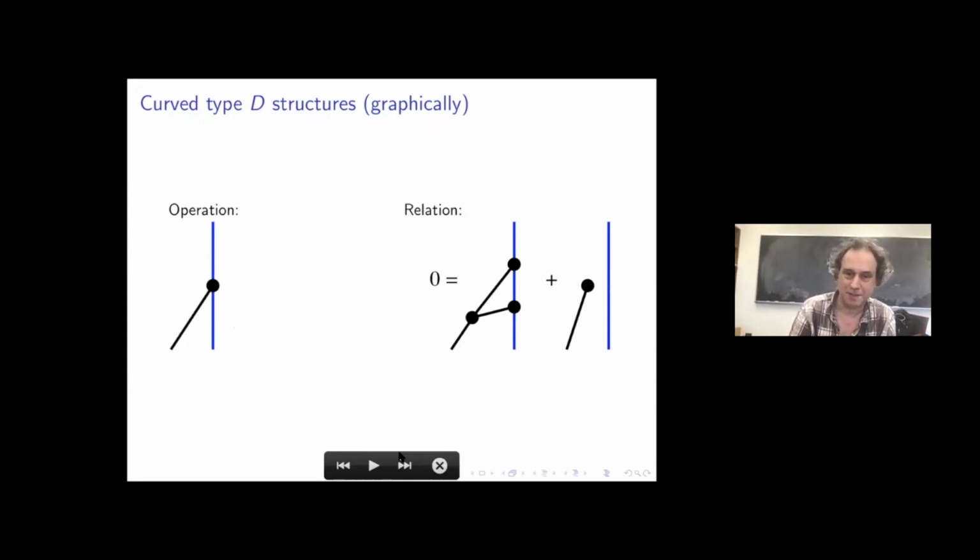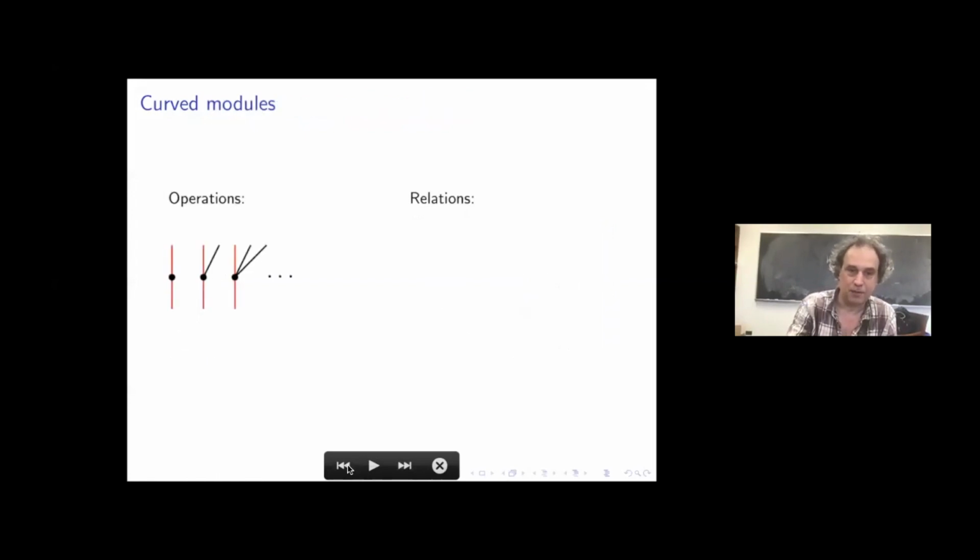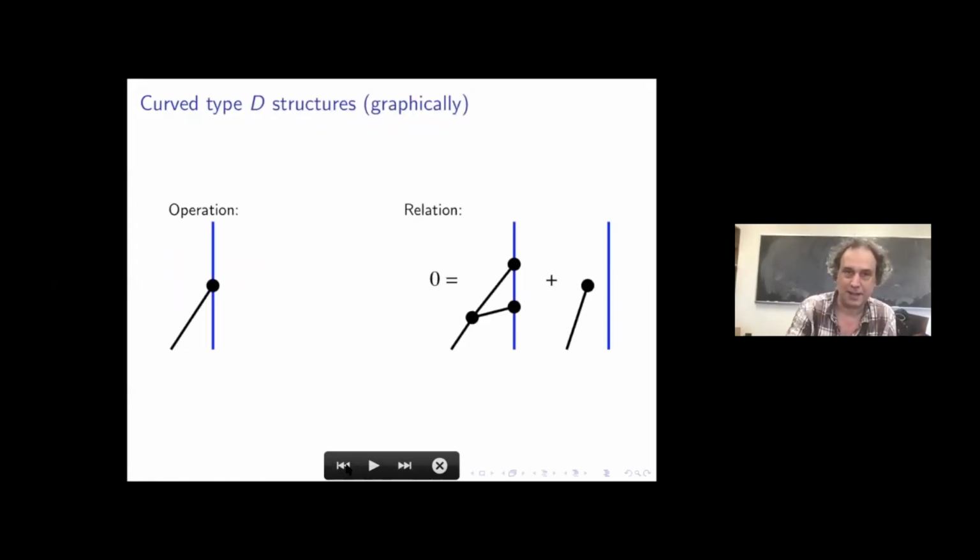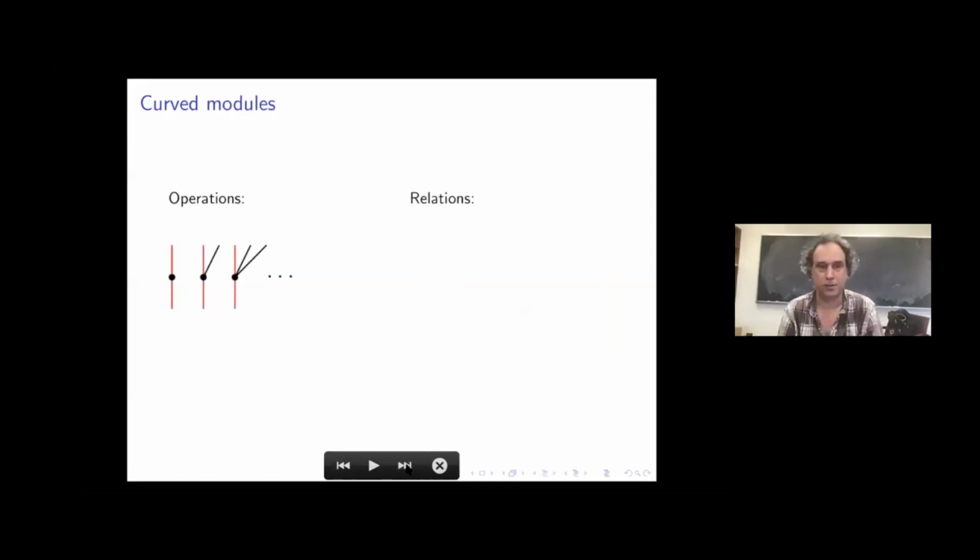It's pretty simple. Now, the next objects are A infinity modules. When I say a type A module, that's just an A infinity module. That's the final ingredient that we need algebraically. That object has a bunch of operations. One is a differential, another is an action by the algebra, and then there's an M3, which is an action by two algebra elements coming in and acting, and so on. There can be n algebra elements coming in.